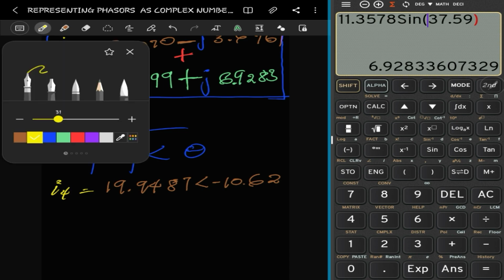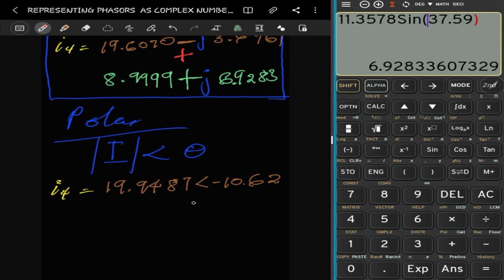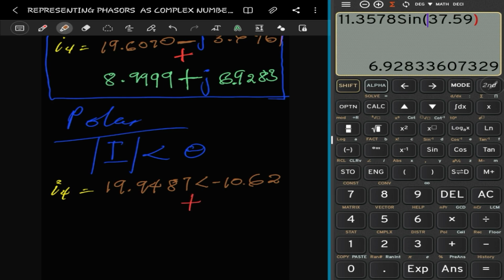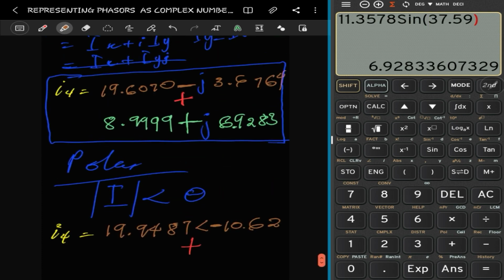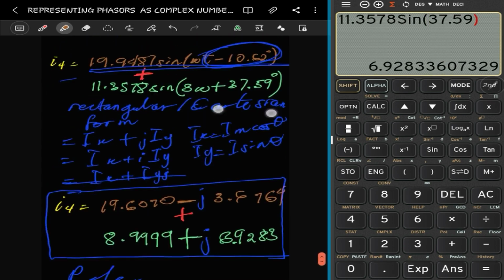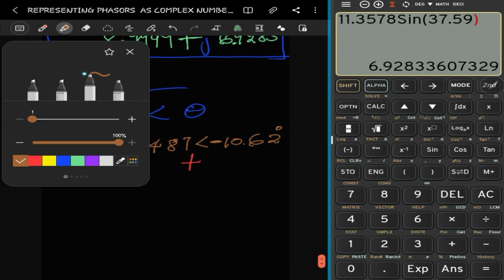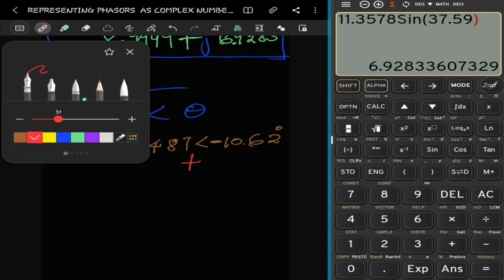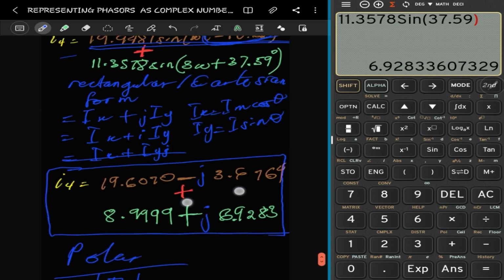So let's see. Plus here. This sign here is very important. It shows whether it's leading or lagging. You can't skip these ones for the phase angle. So this is very important. Okay. So the next part will be where we have the 3W part, 3W frequency part, right? So let's see what we get for that.